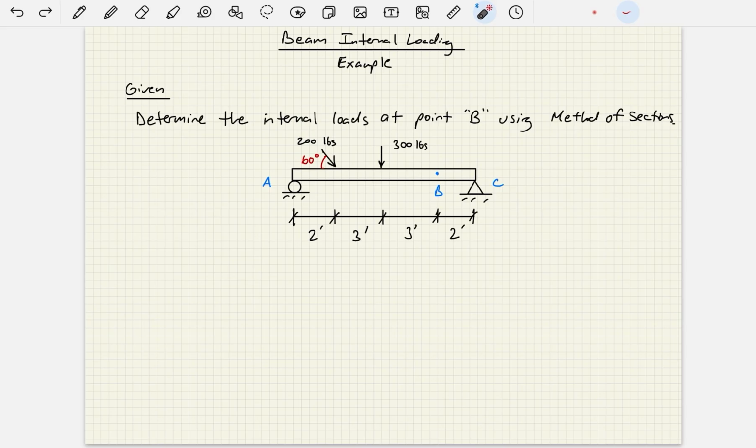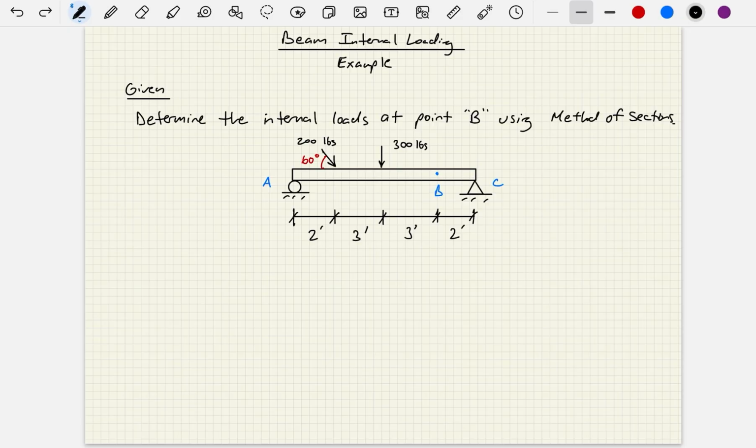Now, along this beam, we have a 200-pound load that's at a 60-degree angle, and then we have a 300-pound load that's right in the middle of the span. And you see that 200-pound load is 2 feet away from A, okay? So how do we go about solving this problem?